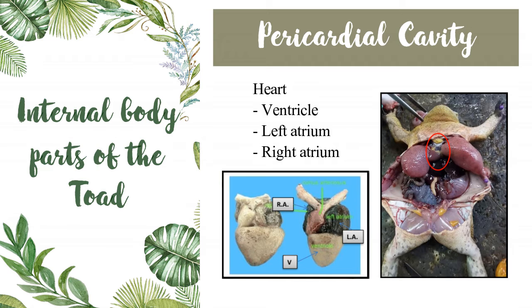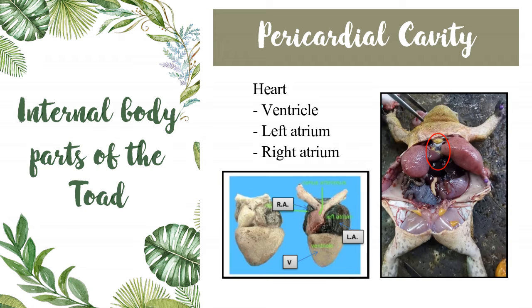Moving on to the internal anatomical structure of the toad. The internal body parts of the toad and frog consist of two body cavities or two coelomic cavities, the pericardial cavity and the pleuroperitoneal cavity. The pericardial cavity is a small cavity that holds the heart, and it is located in the thoracic or chest region. The heart is a hollow, pear-shaped muscular organ that is located in the body cavity.